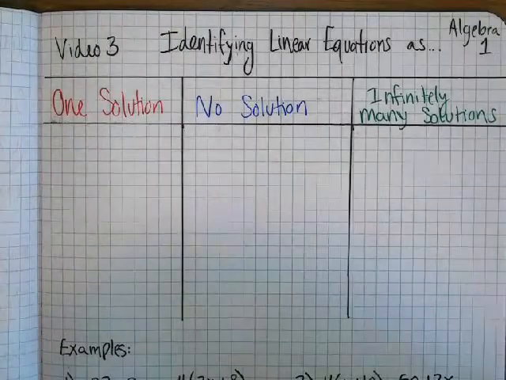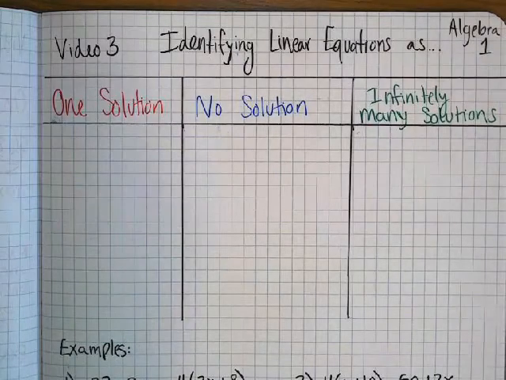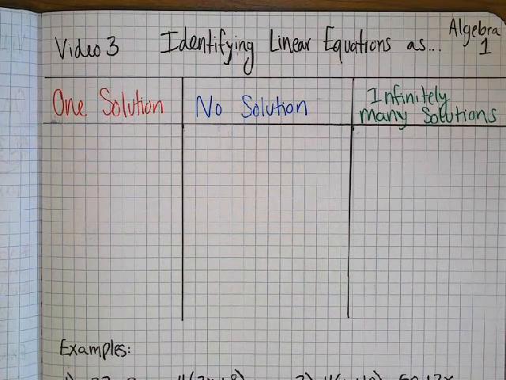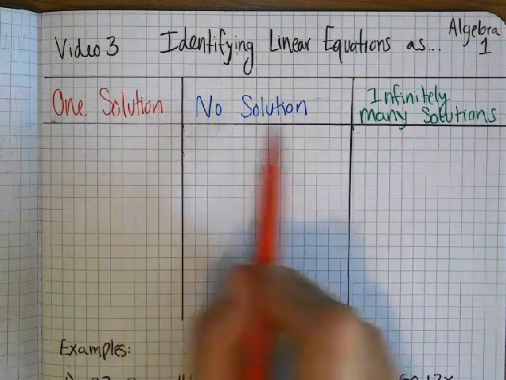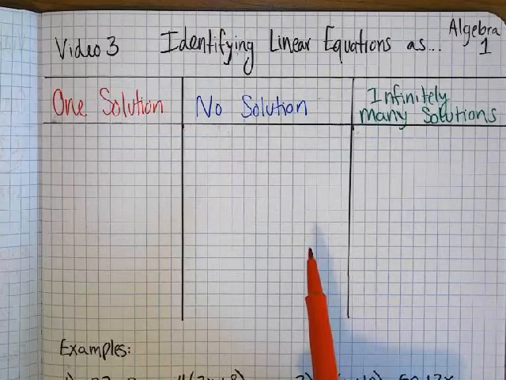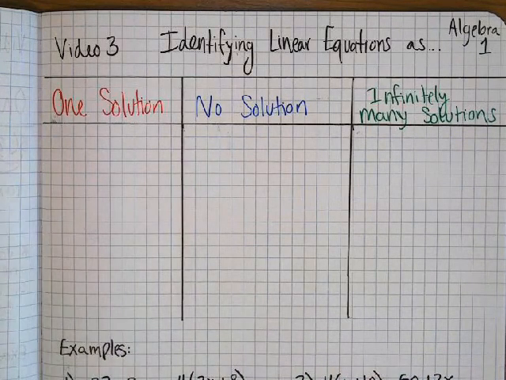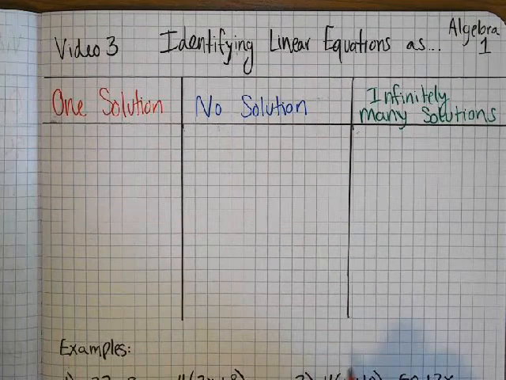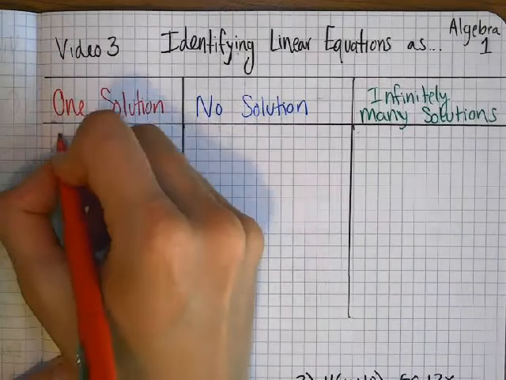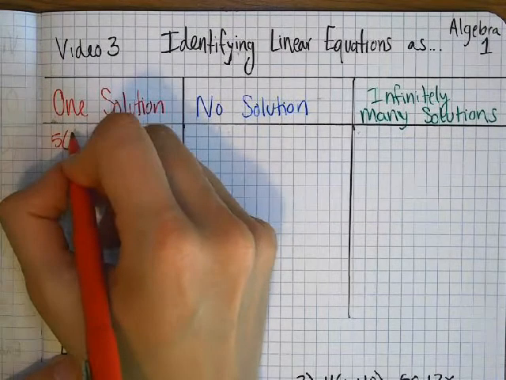Hello and welcome. Today we're going to be talking about identifying linear equations as different types of solutions, okay? So we've got one solution, no solutions, and infinitely many solutions. And by the end of this video, you'll be able to identify those and be able to solve types of problems like this. So what we're going to do is kind of an example and then some little key features of each of these.